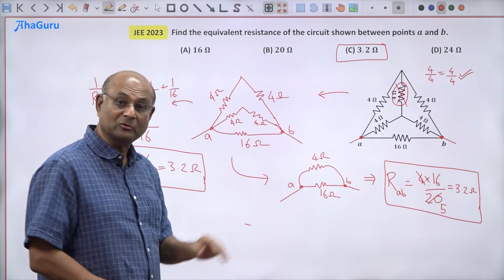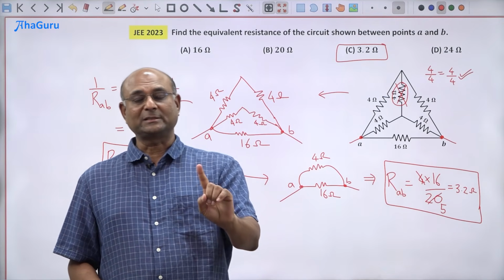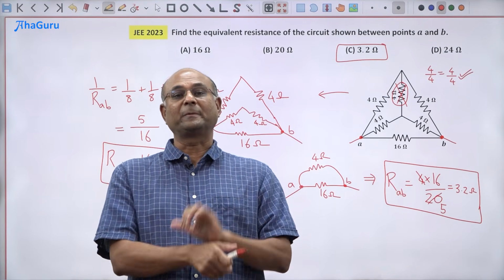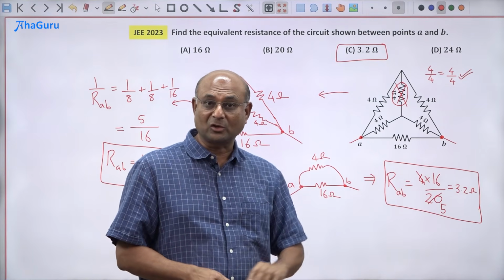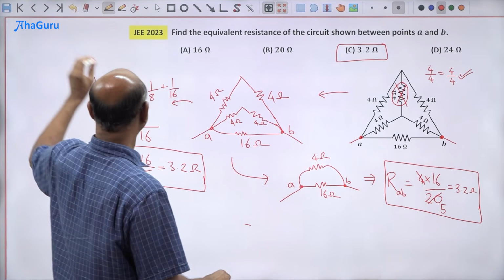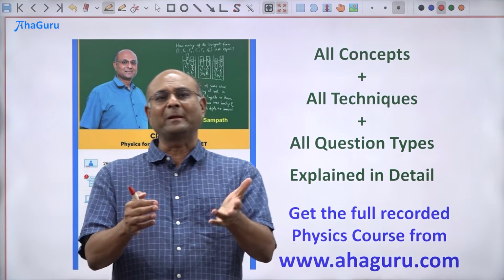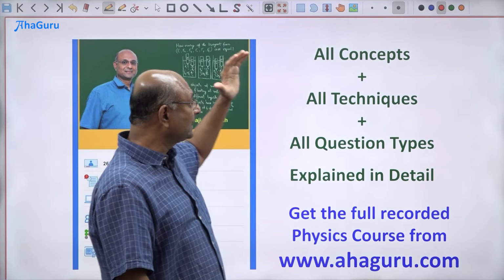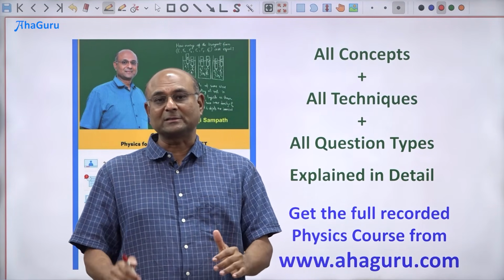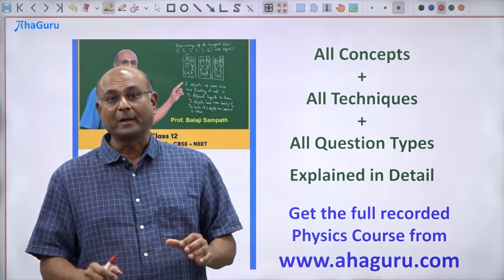So I hope you have understood how to solve this question. Now we have taken one type of question where you use Wheatstone's bridge to solve a circuit question. I have shown you how you can solve this. But if you actually look at JEE and NEET, there are so many different topics with so many different types of questions. Now I have done all the different topics, all the concepts, all the techniques that you need, and every question type, how to solve.